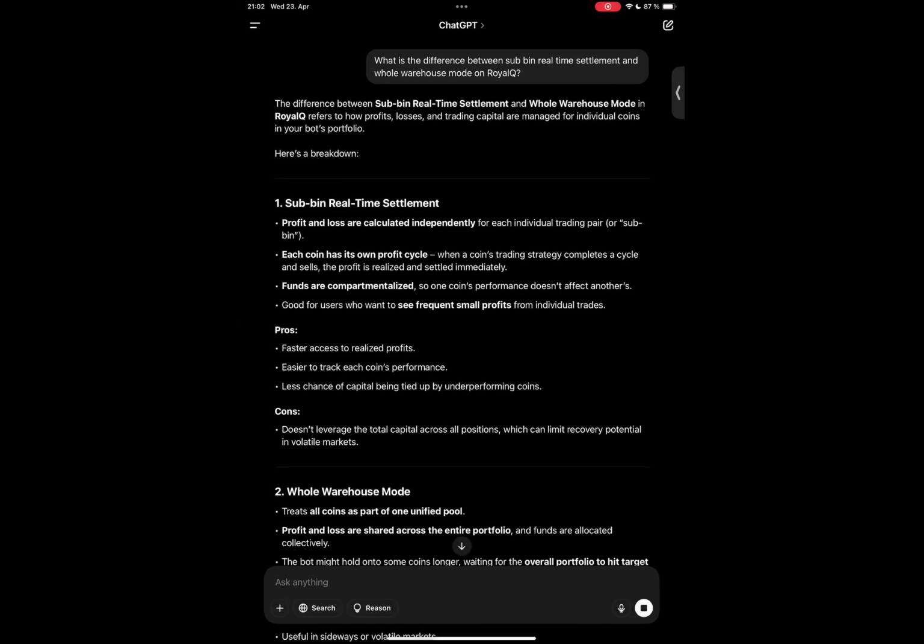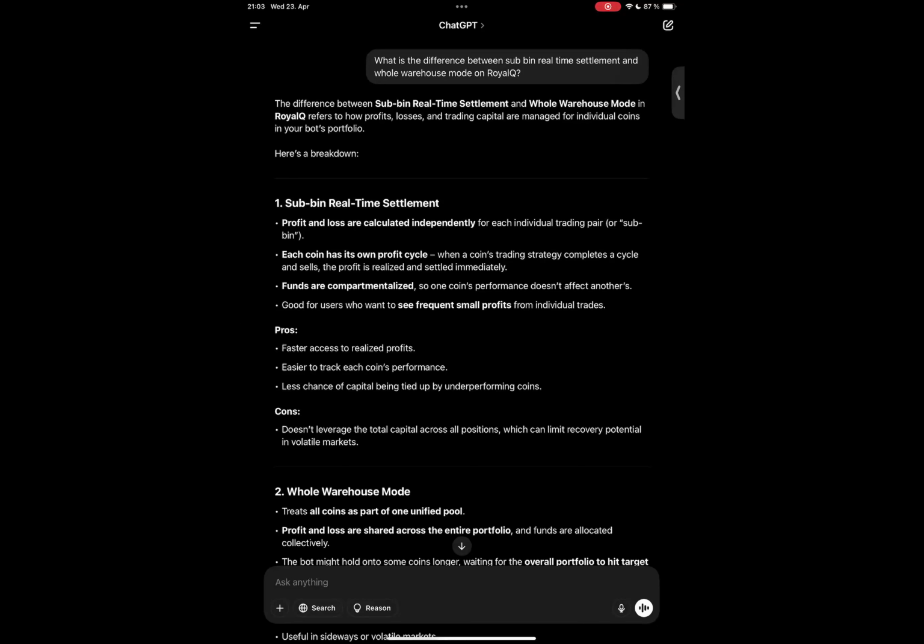I'm your reader. The difference between sub-bin real-time settlement and whole warehouse mode in Royal Q refers to how profits, losses, and trading capital are managed for individual coins in your bot's portfolio. Here is a breakdown. Sub-bin real-time settlement: profit and loss are calculated independently for each individual trading pair or sub-bin. Each coin has its own profit cycle. When a coin's trading strategy completes a cycle and sells, the profit is realized and settled immediately.